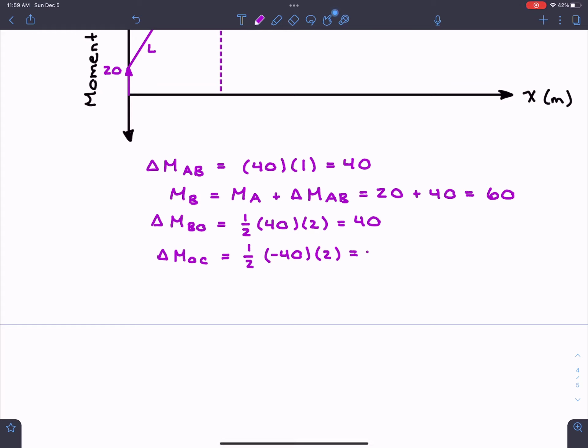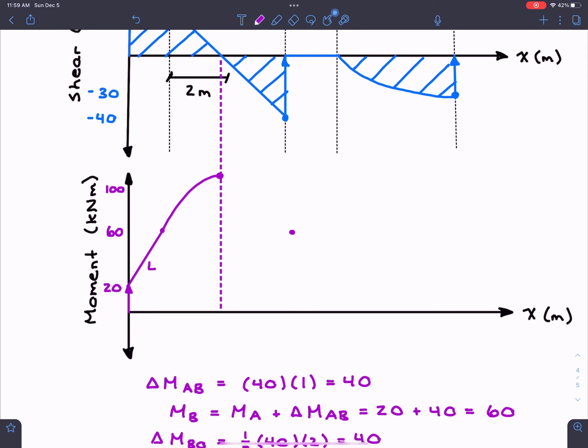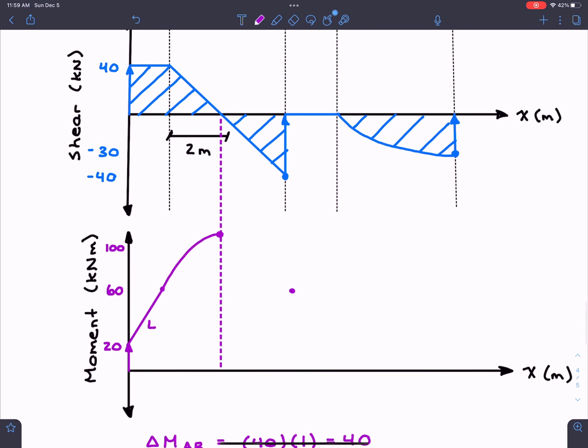And we get that this is equal to negative 40. So if we come back up here, we're at 100, but now we know that we must drop back down to 60. So we're going to drop back down to this point. And again, if we were to look at our shear force diagram, we're starting off with a slope of 0, and we are going to a negative slope. So the curve that would correspond to this would look something kind of like this.